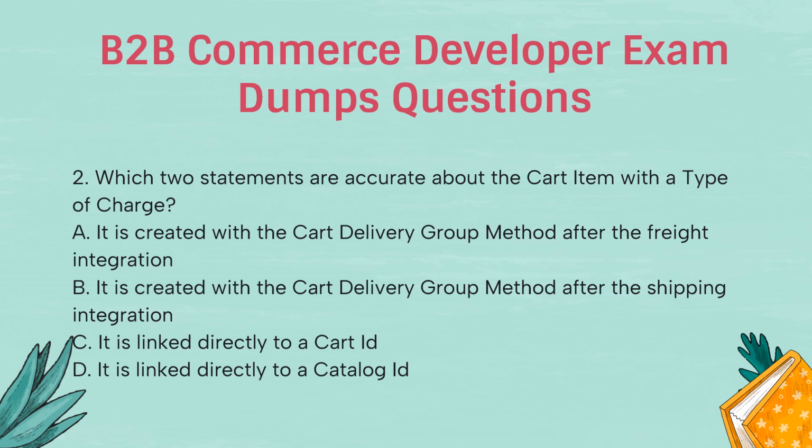2. Which two statements are accurate about the cart item with a type of charge? A. It is created with the cart delivery group method after the freight integration. B. It is created with the cart delivery group method after the shipping integration. C. It is linked directly to a cart ID. D. It is linked directly to a catalog ID.